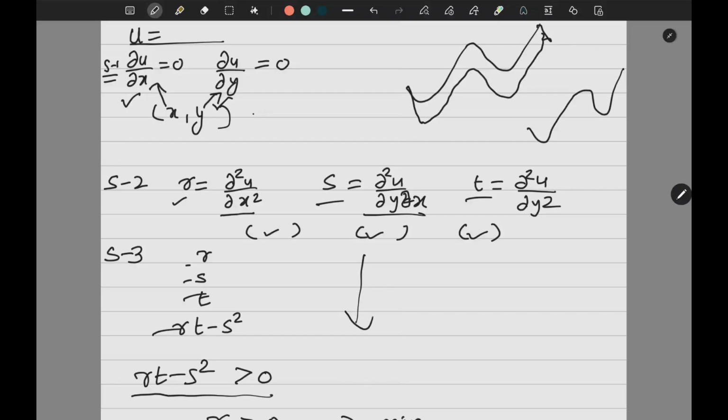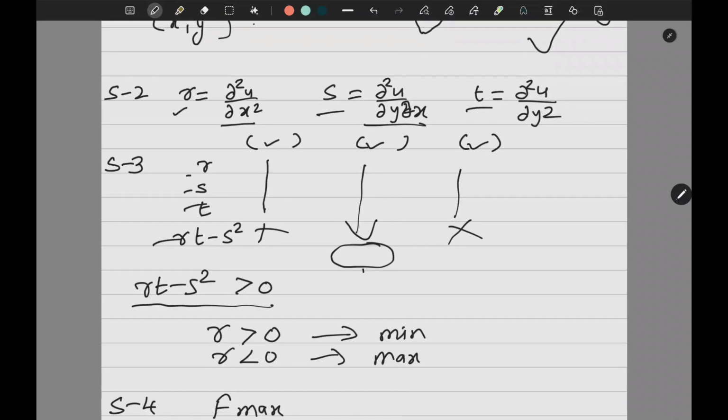Now I will consider only those points for which rt minus s squared is greater than 0. Suppose at this point you get rt minus s squared equal to 0 and here you get negative. So I'll discard this. Here suppose you are getting 0, I'll discard this as well. So I will talk only about these extreme points. Now after this, at this point I'll check the value of r. If it is greater than 0, I have minima. If it is less than 0, it is maxima.